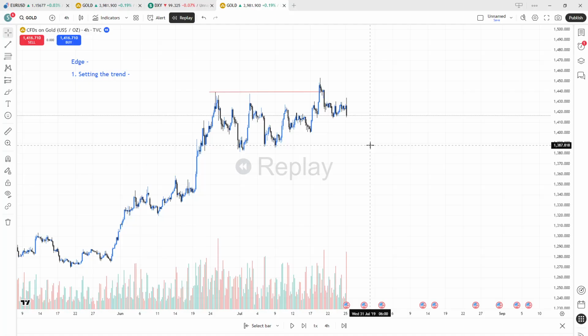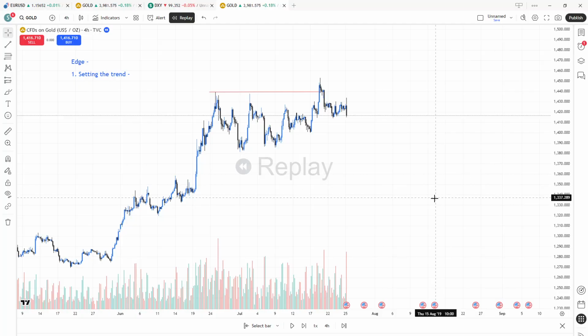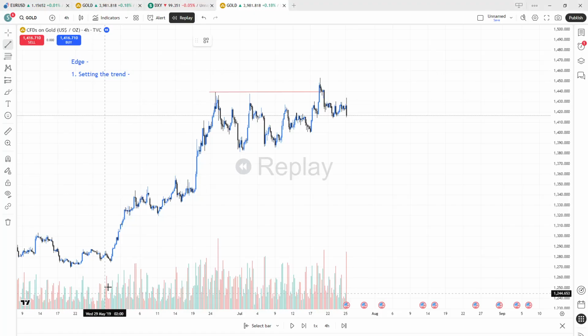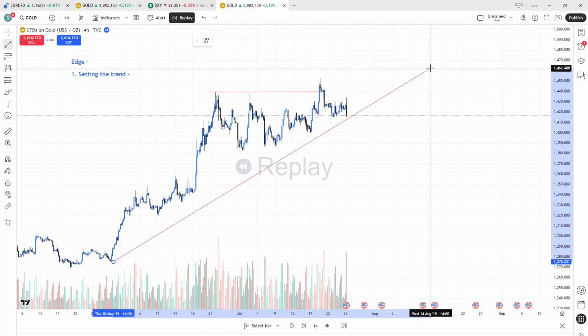First of all, we have to find our edge, and our edge is to basically set the trend. Well, not set the trend, but find the trend and follow the trend, right? So we want to find our narrative, right? We want to find where we can set the trend. So, price has been pretty much bullish, right?